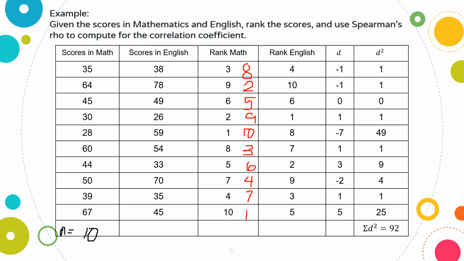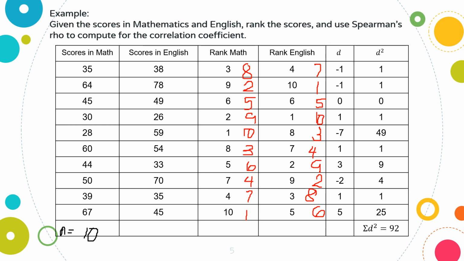And for the English, our first is 78, second is 70, third is 59, fourth is 54, fifth is 49, sixth is 45, seventh is 38, eighth is 35, ninth is 33, and the last one is 26.